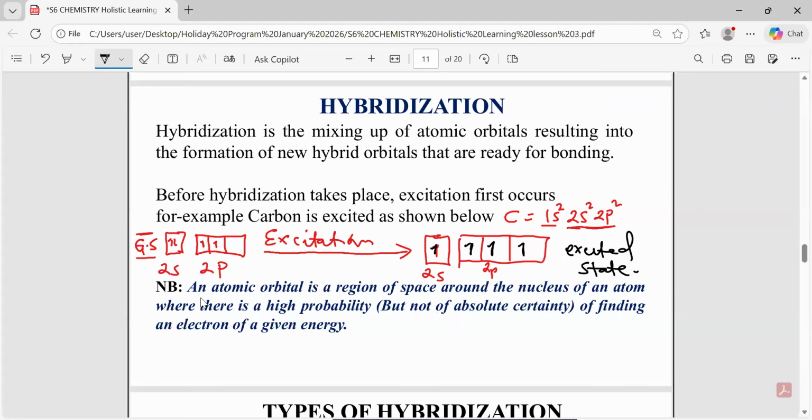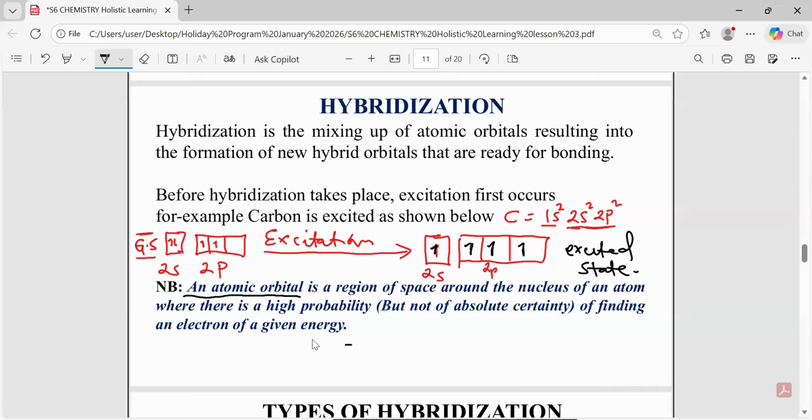Here is the definition that we are trying to tell us about an atomic orbital. Maybe you can read it and then we move on. An atomic orbital is a region of space around the nucleus of an atom where there is a high probability, but not of absolute certainty, of finding an electron of a given energy. I believe that's what you told us, yeah?